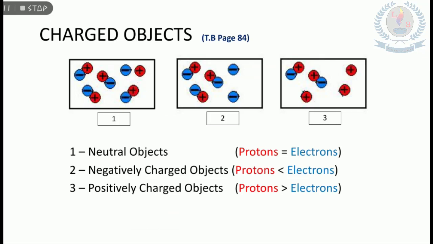With respect to the presence of number of electrons and protons, objects can be divided into three groups such as neutral objects, negatively charged objects, and positively charged objects. As you can see in the first diagram, neutral objects consist of equal number of protons and electrons. As in the second diagram, negatively charged objects consist of more electrons compared to protons. Next, according to the third diagram, positively charged objects consist of more positive charges, or we call them protons.